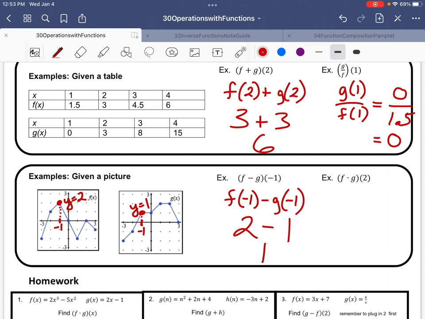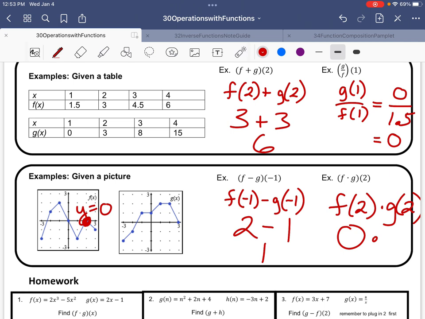You want to try that last example? I find it helpful to rewrite it. F of 2, over here on the f graph, that's when x equals 2. You get a y value of 0. And on the g graph, when I go to x equals 2, I go up to get the y value, which happens to also be 2, but it's just 0 times 2, which is going to come out to be 0 anyway.